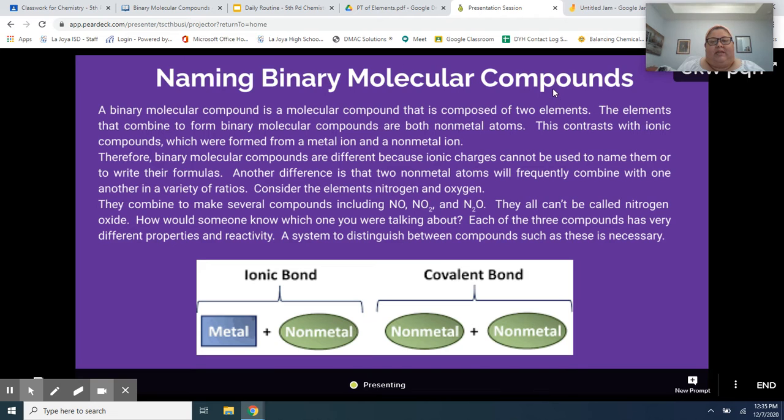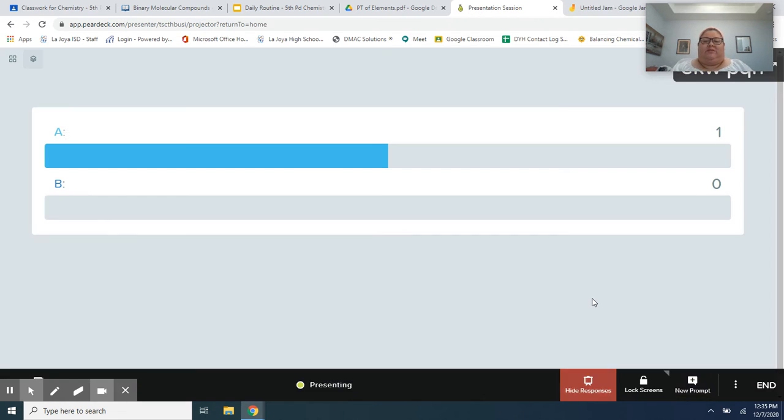Naming binary molecular compounds. The elements that combine to form binary molecular compounds are both what? Both nonmetals. The answer was B, a nonmetal plus another nonmetal. Careful, guys. We're not listening.